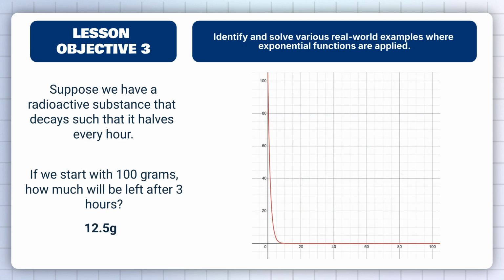Additionally, if we look at the graph, after around 10 hours, there is less than 1 gram of the radioactive substance left. However, it never actually reaches 0 due to the nature of exponential decay.